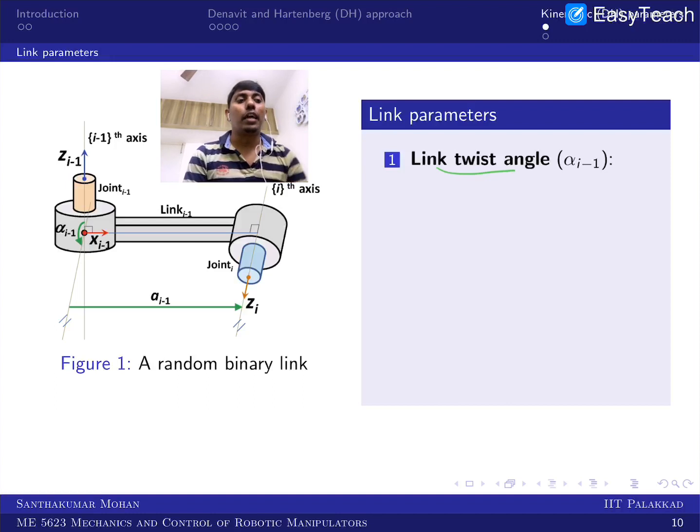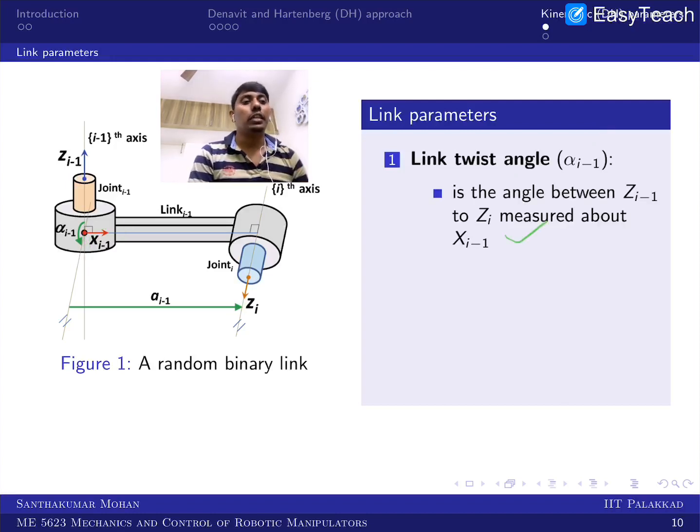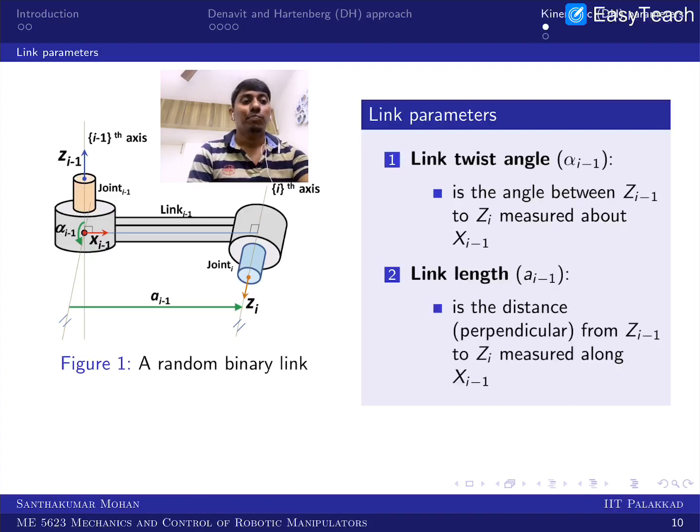The first one is the link twist angle. I write the link twist angle as alpha i minus 1, in the sense we are rotating about the i minus 1 frame. It is the angle between zi minus 1 and zi about xi minus 1. That is what you call the link twist angle. The second thing is link length. The link length is the distance along xi minus 1 from the i minus 1 frame to the ith frame, or from zi minus 1 to zi. It is supposed to be a perpendicular distance: from zi minus 1 to zi, the distance along xi minus 1. So these are the two things.